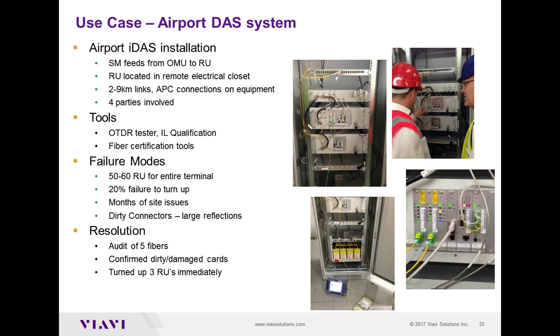Then at some point, we were asked to come out and look at it. So we brought our OTDR test, basically insertion loss qualification and fiber certification tools. And the first thing when we looked at it, we audited the fibers, and we found that there were dirty and damaged fibers, as well as some card issues too. So we turned up 3 RUs, radio units, out of the 20% failed. As you can see, there were about 10 or so within the first hour or so, which was not being done. So having the right set of tools and performing the right tests can truly reduce the time significantly.